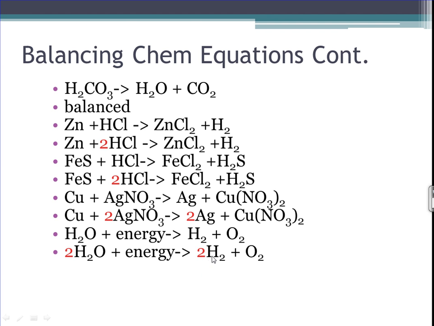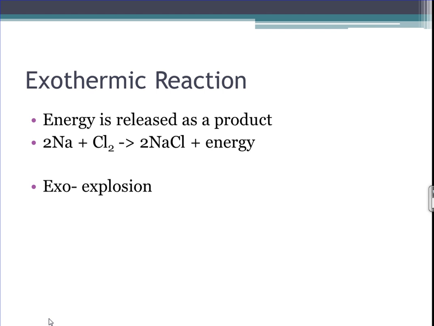Because as soon as I place a 2 on the water side, I get 4 hydrogens and I get 4 water molecules, and that gives me the oxygen. So again, the correct number of oxygens over here is 2. I have to put my coefficient on the reactant side, and because I place a coefficient on the reactant side, I also have to place one on the product side in front of the hydrogen to make it balanced.